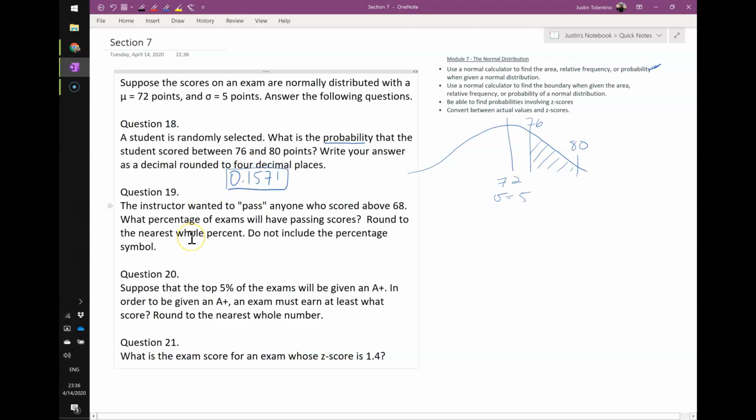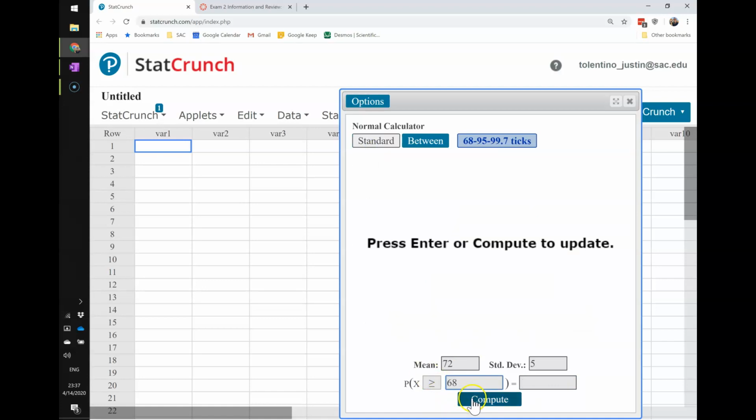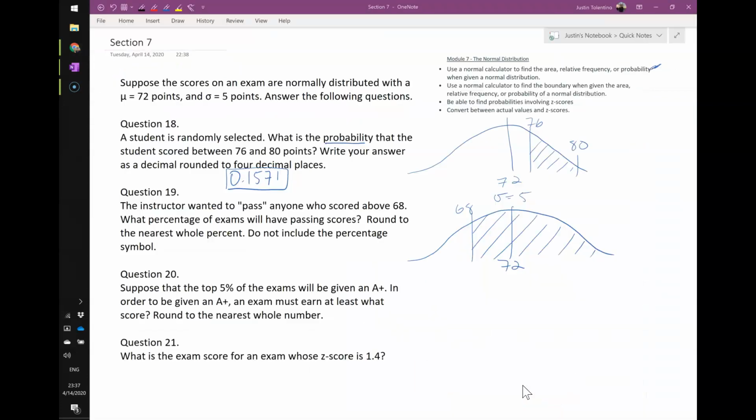For question 19, it says the instructor wanted to pass anyone who scored above a 68. So what percentage of exams pass? So this is just another type of problem, same thing. Remember, probability, relative frequency, which is like a percentage, that's always the area. So it's just another way of interpreting this. We still have 72 in the middle. And we want to be passing, which is above 68. So if 68 is our value at the boundary, and above it would be the right side, that would be the greater than. So on StatCrunch, I'll go back to standard, just change this to greater than 68. And it'll give us our numbers, 0.7881.